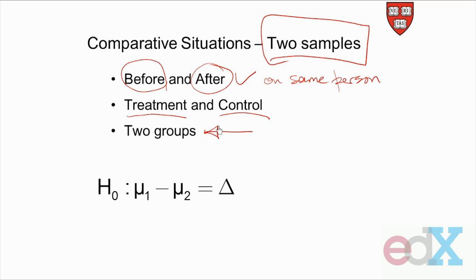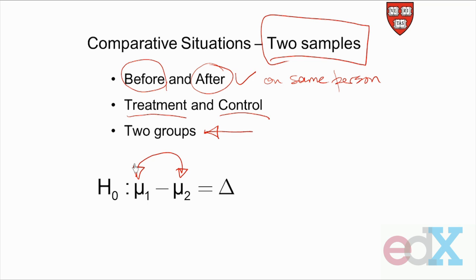Now, generically, what we want to do in this exercise is compare the means of the one group to the mean of the other, and the way we're going to do a comparison is by taking the difference. So our null hypothesis here is going to be some difference equal to, let's call it delta.